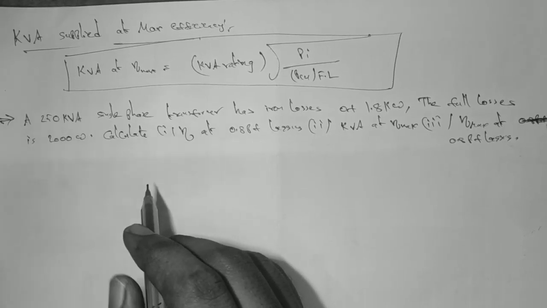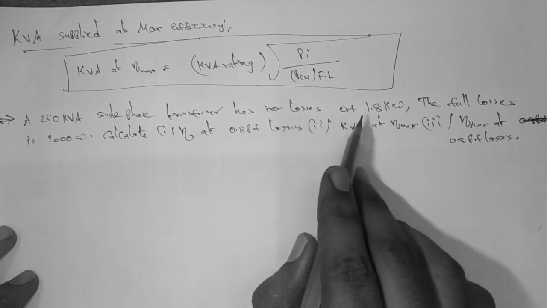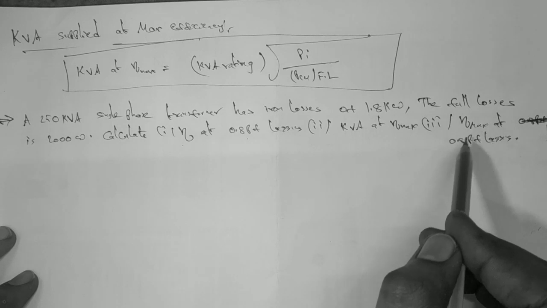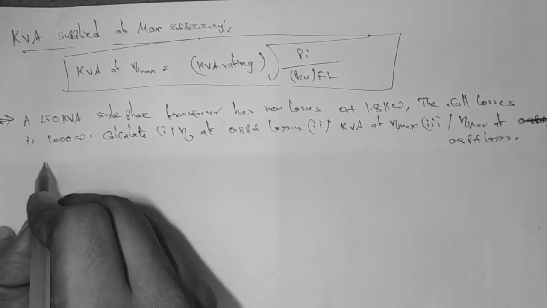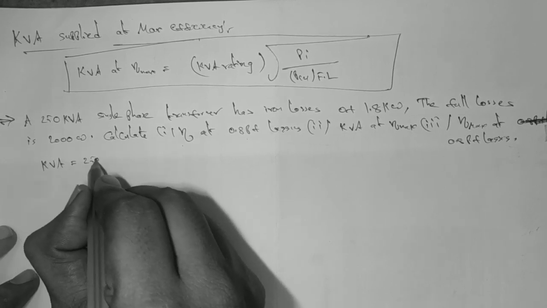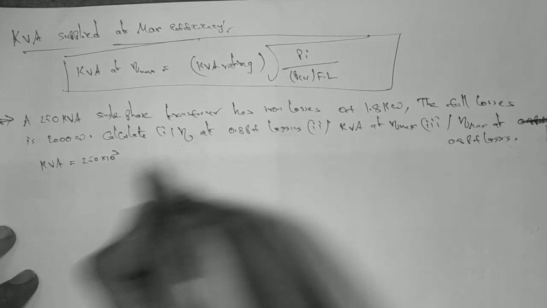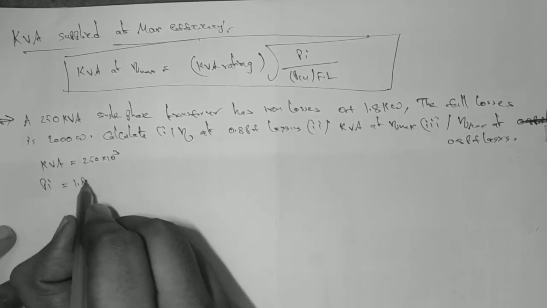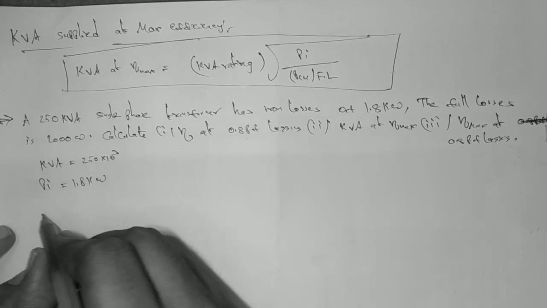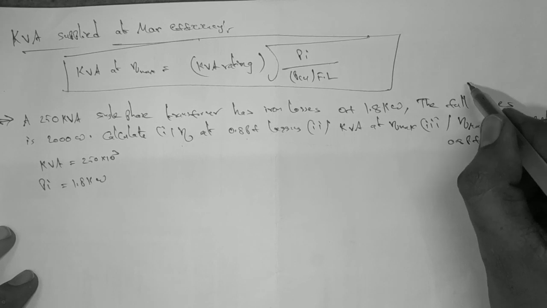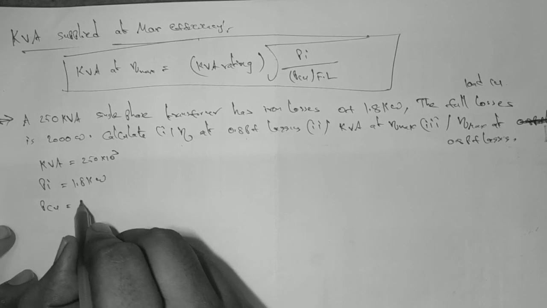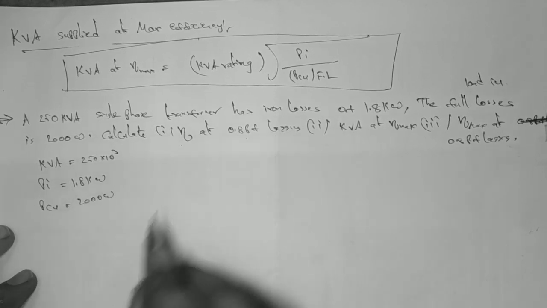Now let us use this formula in a problem. A 250 kVA transformer has iron losses of 1.8 kilowatt and full load copper losses of 2000 watts. Calculate the efficiency at 0.8 power factor. First, write the given data. kVA is 250 into 10 to the power of 3, Pi is given as 1.8 kilowatt, and PCU is given as 2000 watts at full load.